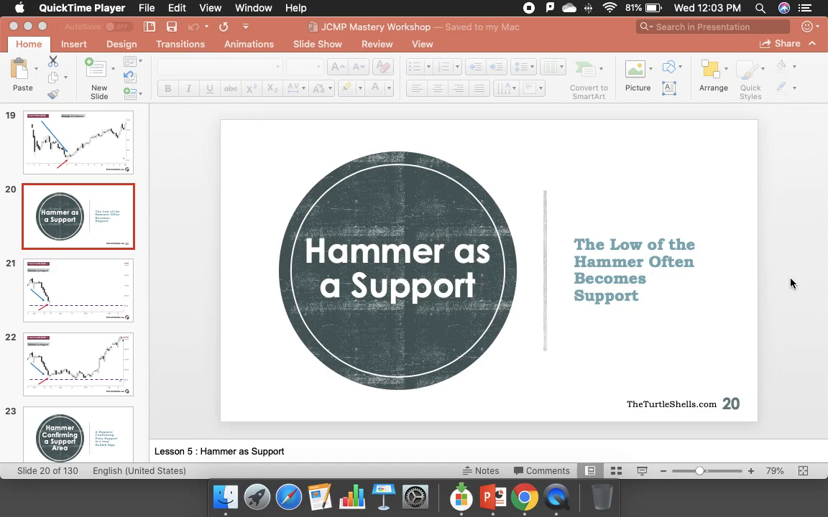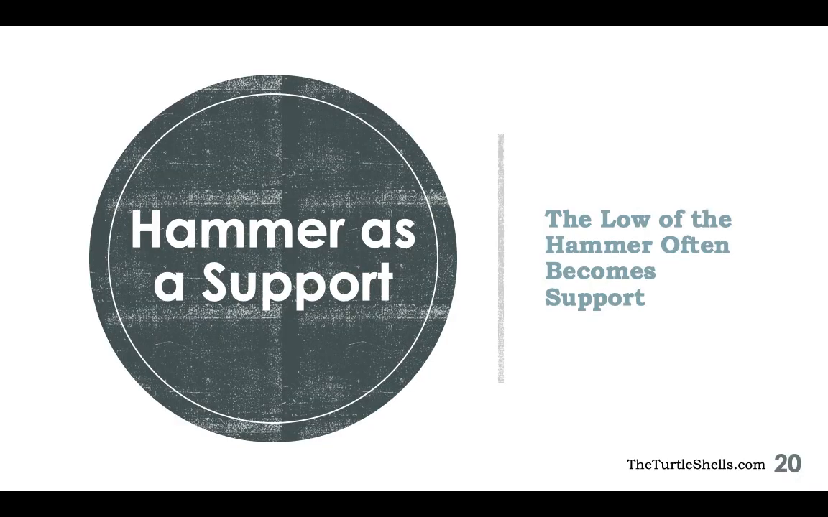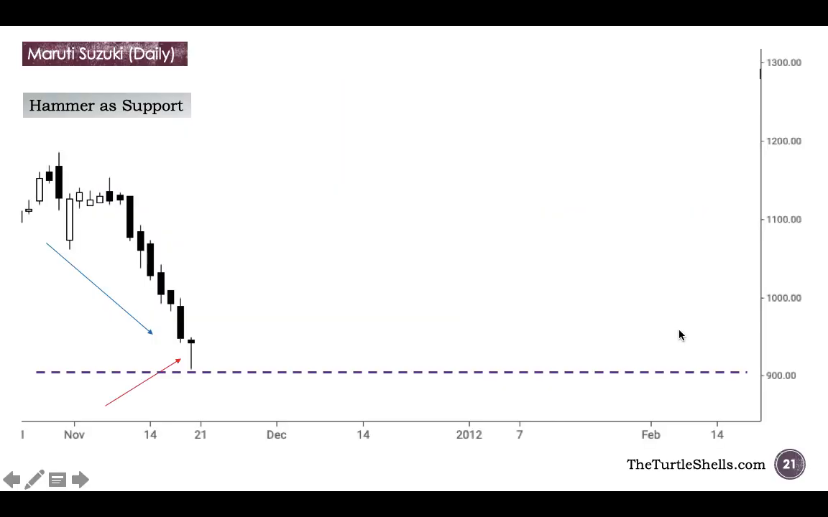Right. In the previous video, we looked at how the hammer is so powerful in helping us forecast a bull run in the future. Now, as I mentioned before, the low of the hammer becomes support. So we will try to understand how the low of the hammer becomes support here.